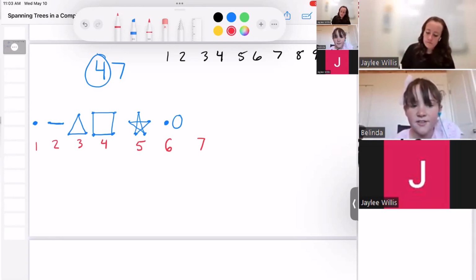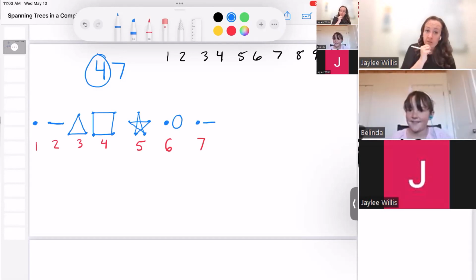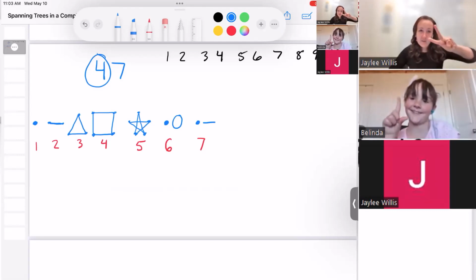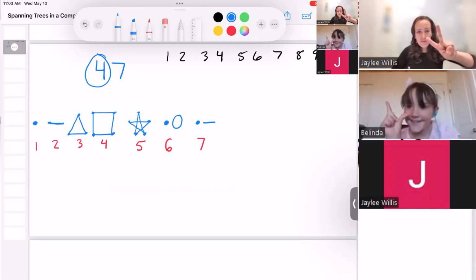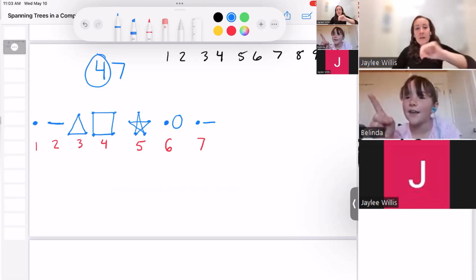Dot line. Okay, so you're holding up one finger, or dot fingers, and I'm holding up line fingers. So how many sheep is that? Is that 7 sheep?